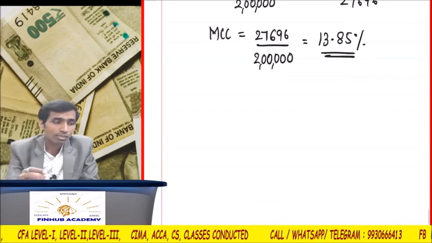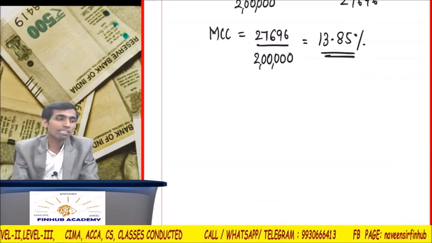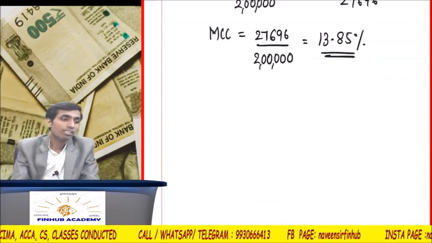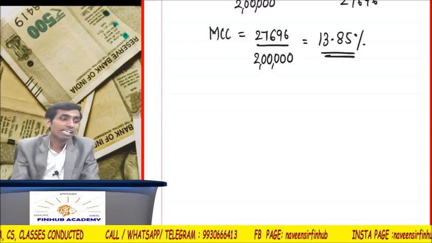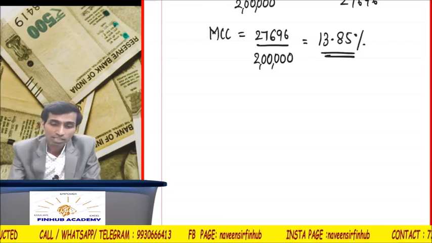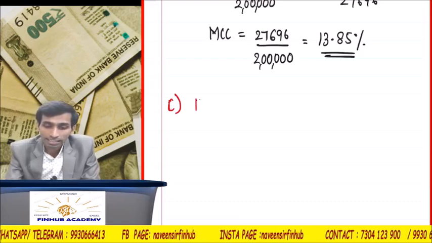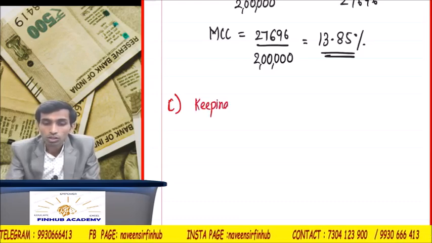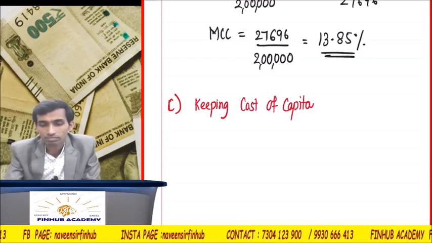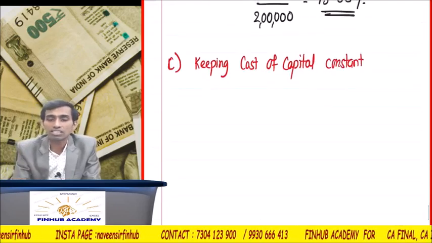Listen, in the next question, what they are saying: determine the amount that can be spent for capital investment before new ordinary shares must be sold, assuming that retained earnings for next year is 50% of 2017. Listen carefully, part C. Keeping cost of capital constant.